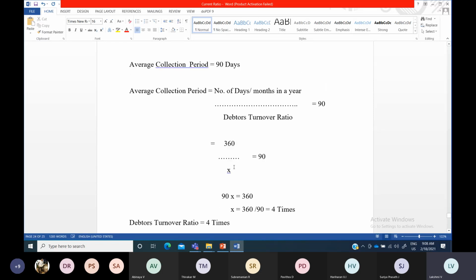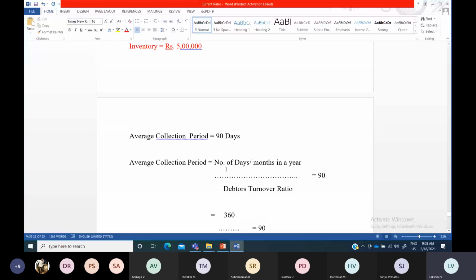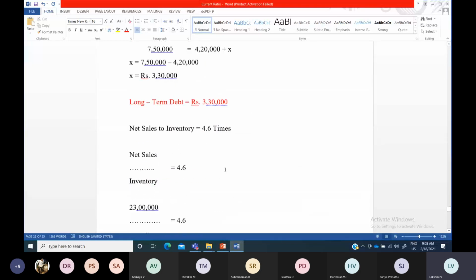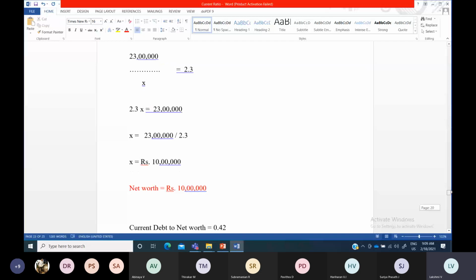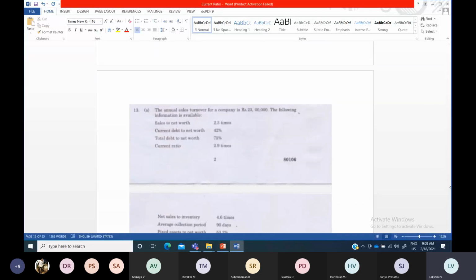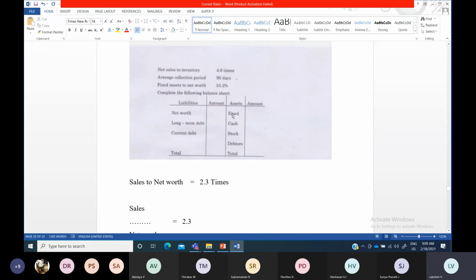Okay, so let me explain one more time. As we have to prepare the balance sheet, certain things they have given that we have to calculate these things. Okay, so we have to calculate all this information. So one by one we have started to calculate, and first net worth we have calculated, then current debt, and then total debt. With that long term debt also I have calculated and finished all my liability side, and asset side I have started, and I have calculated stock, that is my inventory. Now moving on to the debtors, I have to calculate this one.